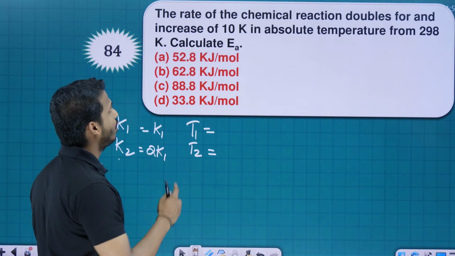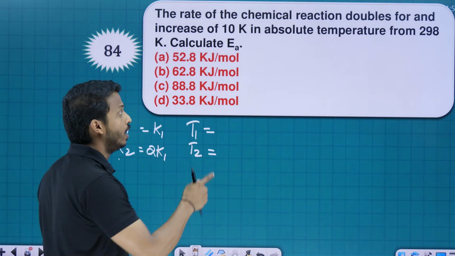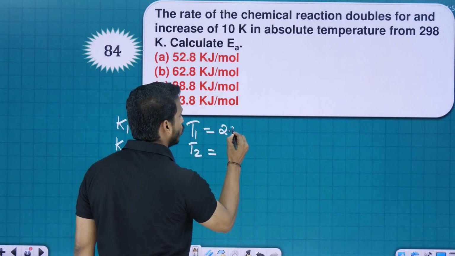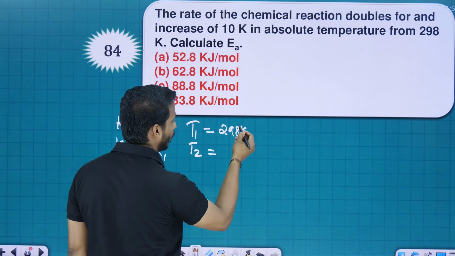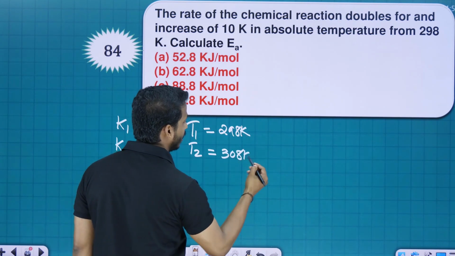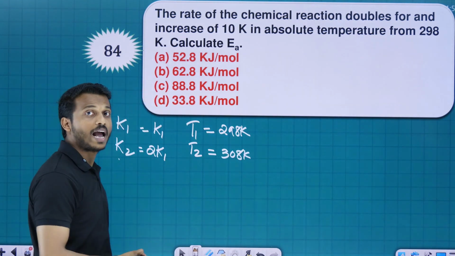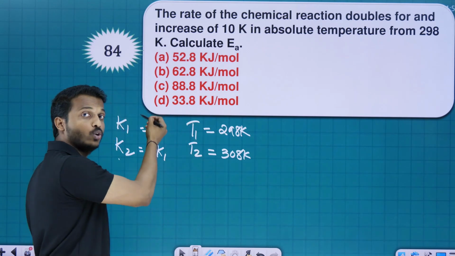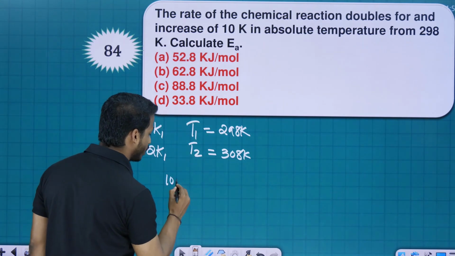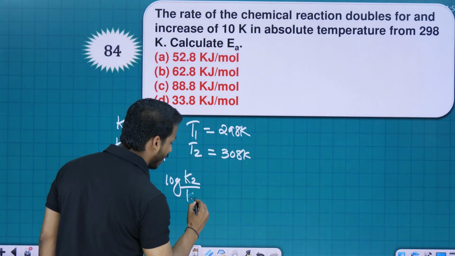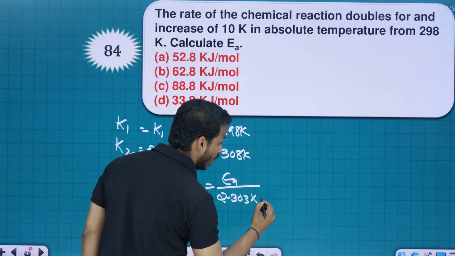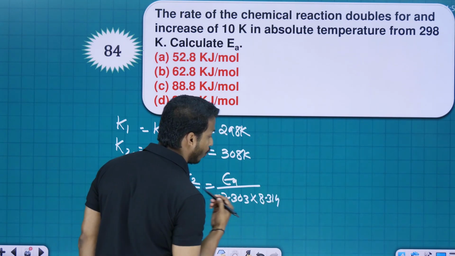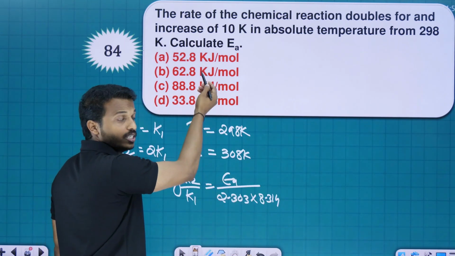An increase of 10 Kelvin in absolute temperature from T1, which is given as 298 Kelvin. Now they increase it by 10 Kelvin, so 298 plus 10 is equal to what? 308 Kelvin. And they're asking to calculate the activation energy. If two temperatures and two rate constants are given, we have an equation: log K2 by K1 equals Ea divided by 2.303 times R. What is R? 8.314. It is in joules, but the answer is in kilojoules.